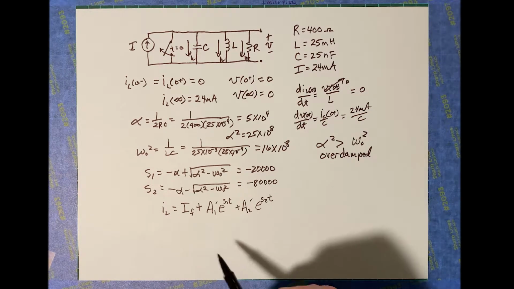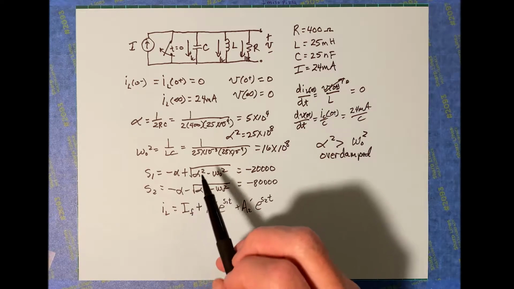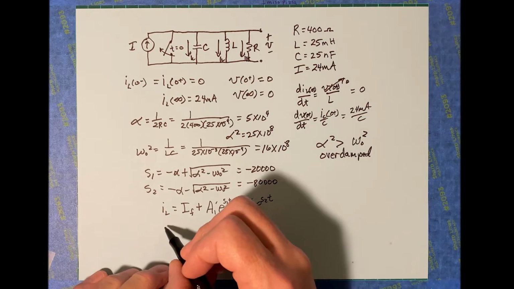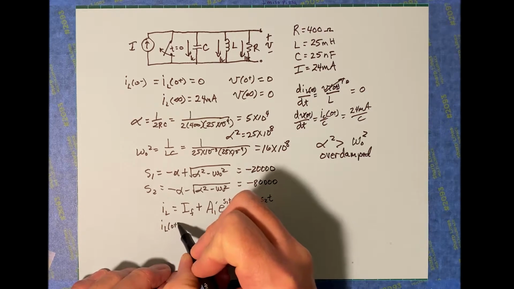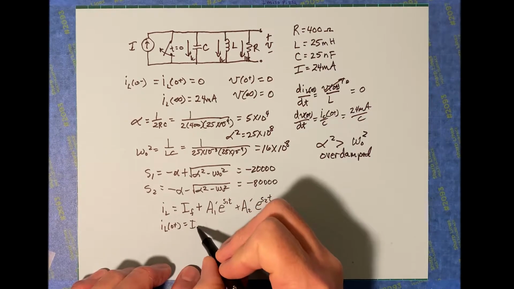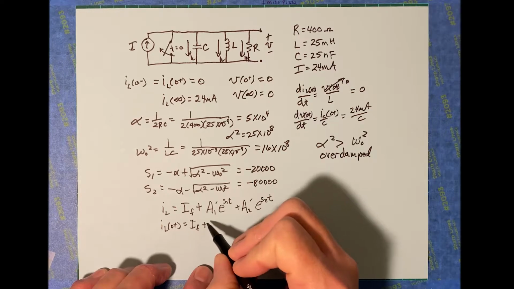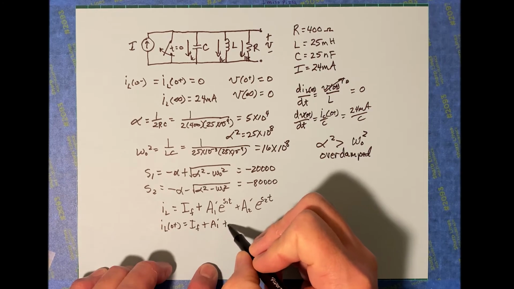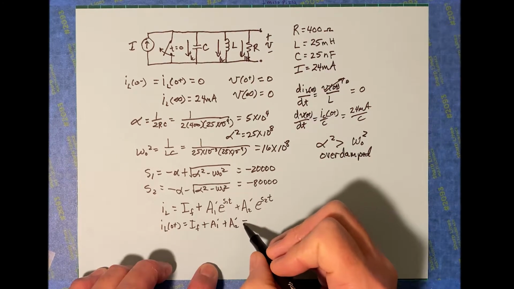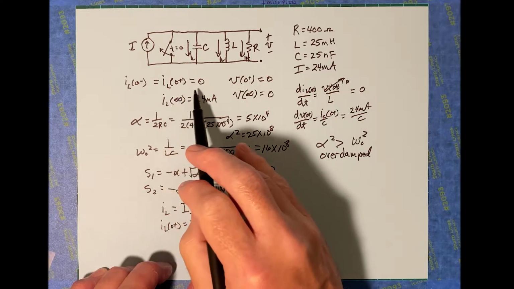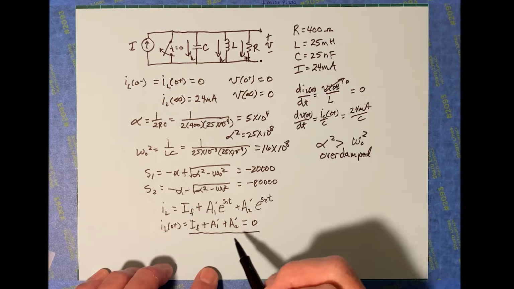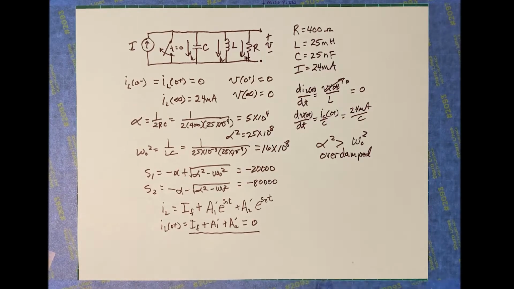All right, so we know what I final is going to be. That's the 24 milliamps up here. And we are ready to evaluate our coefficients here. Well, I sub L at 0 plus is going to be I final plus, and now we evaluate this at t equals 0. So it's going to be A1 prime plus A2 prime. And we know that that is equal to, based upon our analysis up here at the top, 0. Okay, so there is one of the two equations that we'll use to evaluate our coefficients.